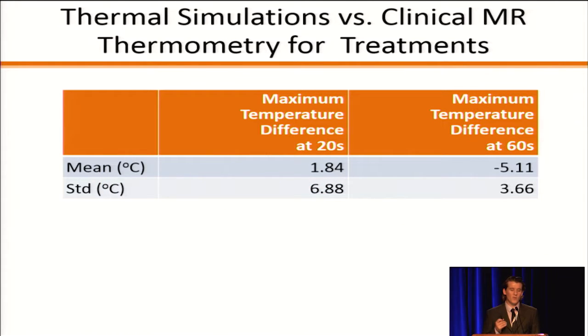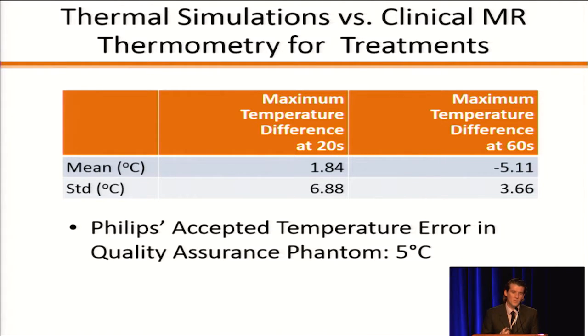Looking on average for each sonication of all the treatments, the max temperature comparison after 20 seconds of sonication was 1.84 degrees Celsius, and after 40 seconds of cool down time, negative 5.1 degrees Celsius. So the Philips accepted quality assurance standard measured in a phantom gel is to be accurate within 5 degrees Celsius. So we fall within this range, however, the standard deviation is higher due to the lack of thermometry signal within bone, as well as the low SNR of the thermometry.